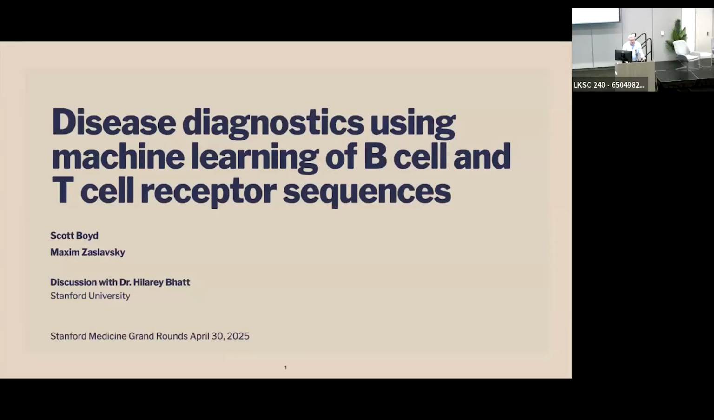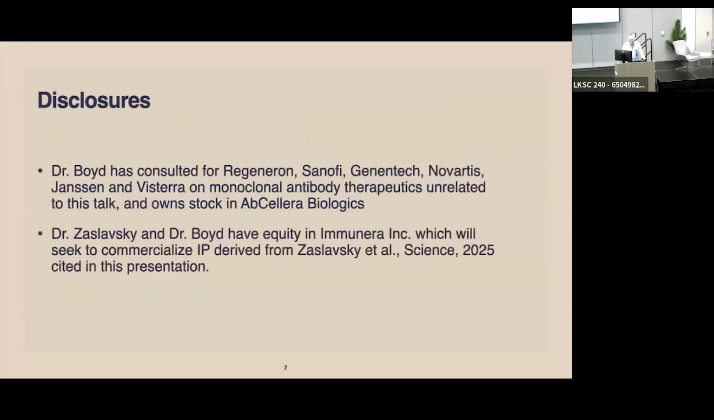We're talking about applying machine learning methods to the antibody and T cell receptor genes as a way to try to identify what's happening in an immunological disorder or other medical condition for people.